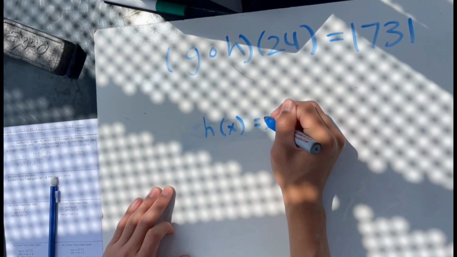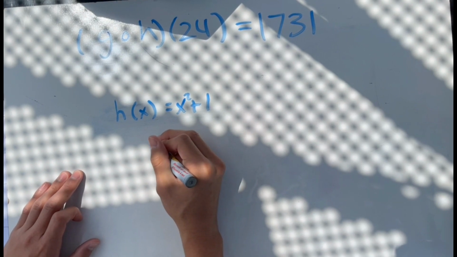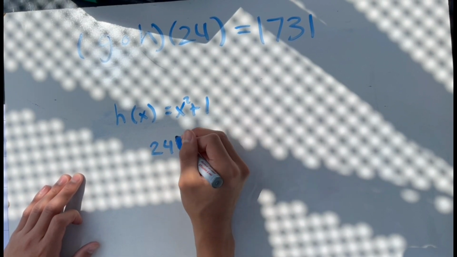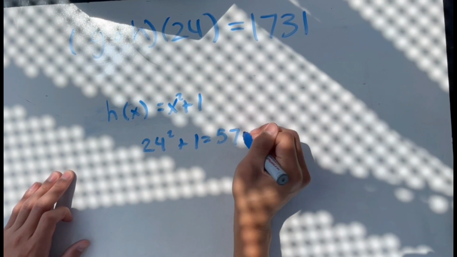To the power of 2 plus 1. And then we're going to input 24 for x. So 24 to the power of 2 plus 1 equals 577.